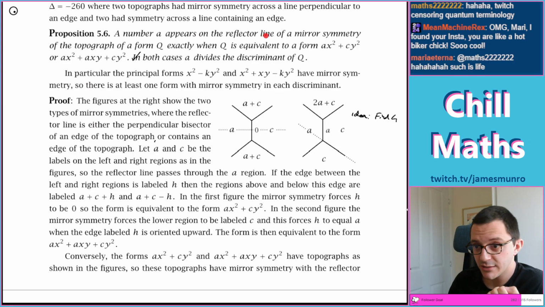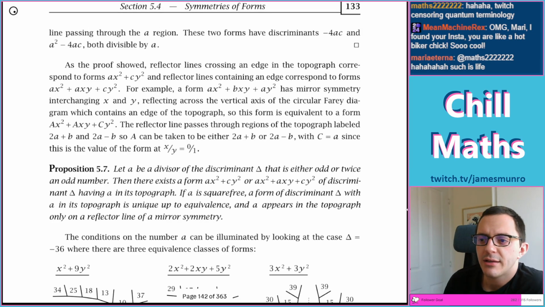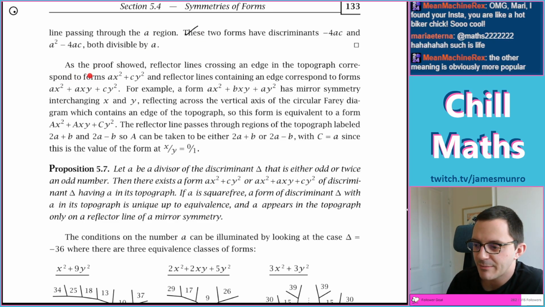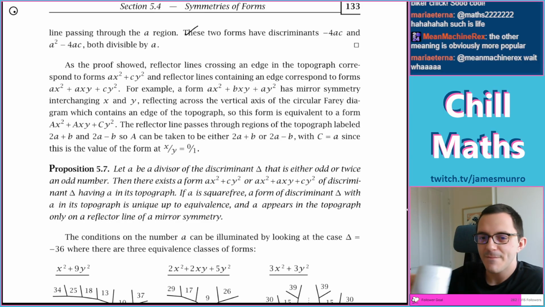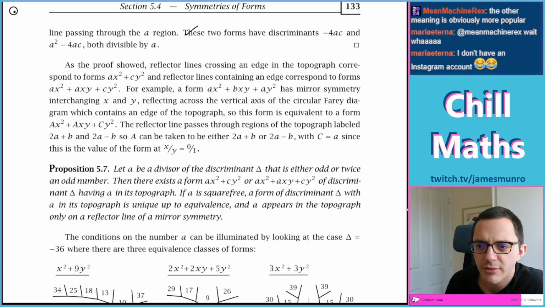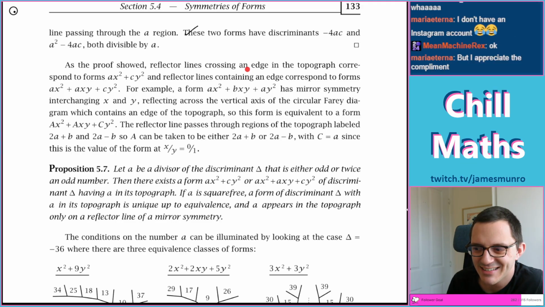Number A appears on the reflector line of a mirror symmetry. Okay. I was checking that these two forms both have the discriminant by this. As the proof showed, reflector lines crossing an edge in the topograph correspond to forms x squared plus cy squared. And reflector lines containing an edge correspond to forms like this.